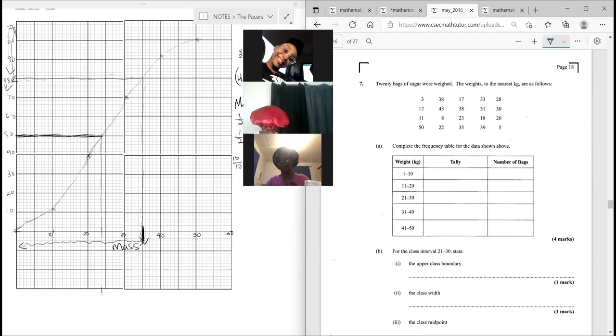So how many weights were between 1 to 10? We have to count it. 3. Yeah. How many were between 11 and 20? We have to count it. 1, 2, 3. 4. Where is the missing one? 18. Thank you.